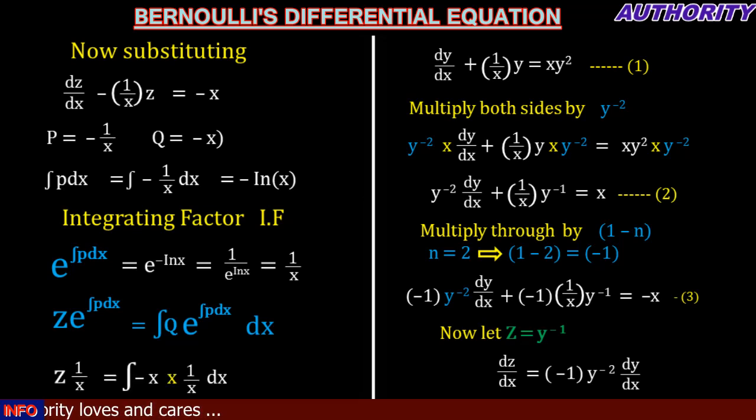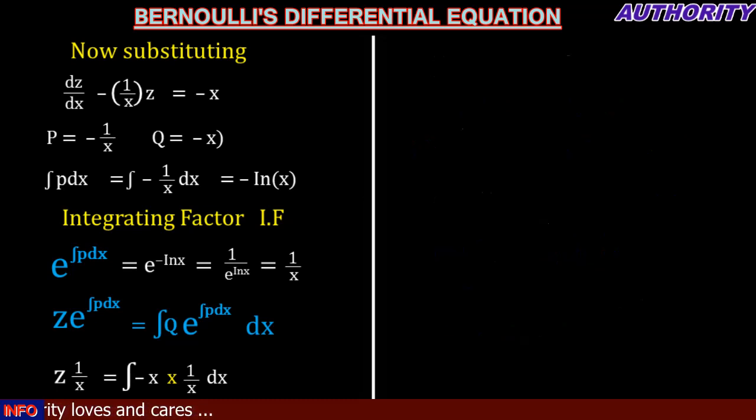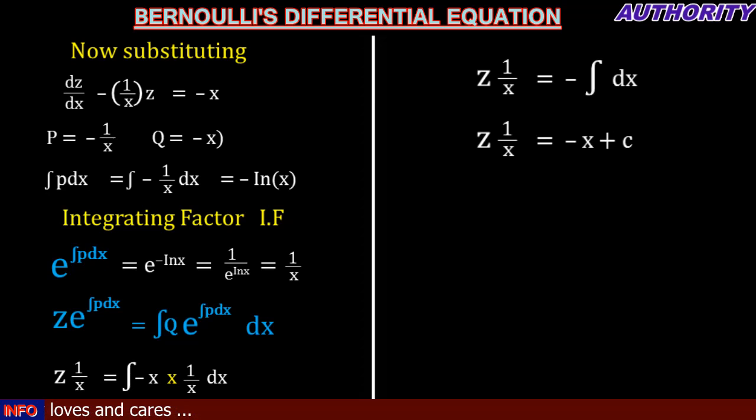So we have z multiplied by 1 all over x is equal to the integral of our q, which is minus x. So we have minus x multiplied by 1 all over x dx. Minus x multiplied by 1 all over x is minus x all over x, which is equal to minus 1. So here we have the integral of minus dx. When we integrate, it's going to give us minus x plus c. So here we have z times 1 all over x is equal to minus x plus c.